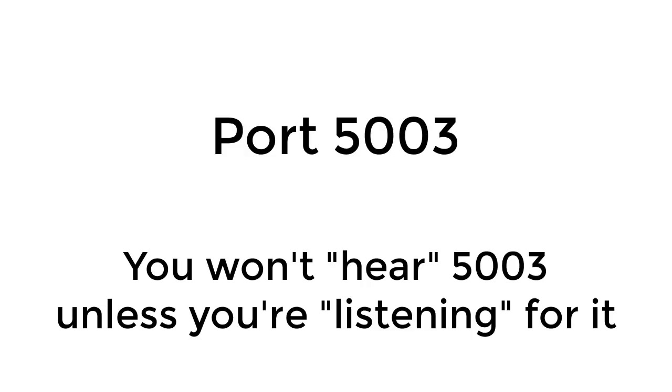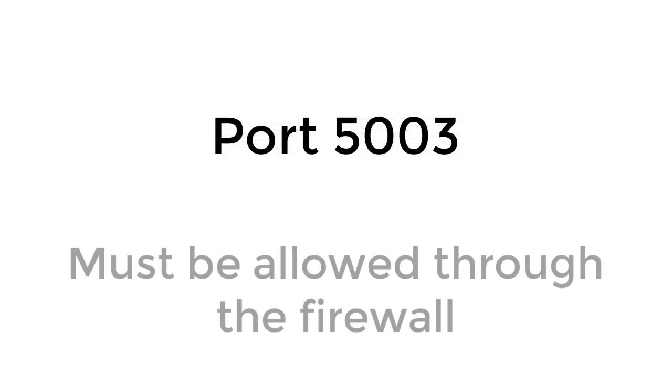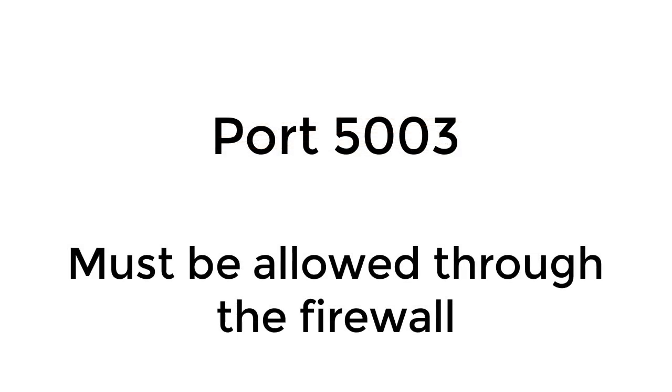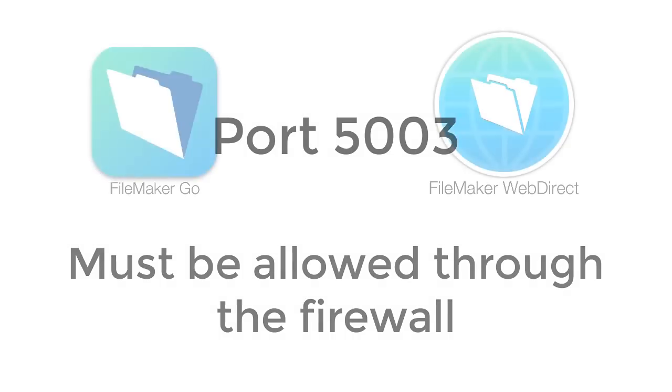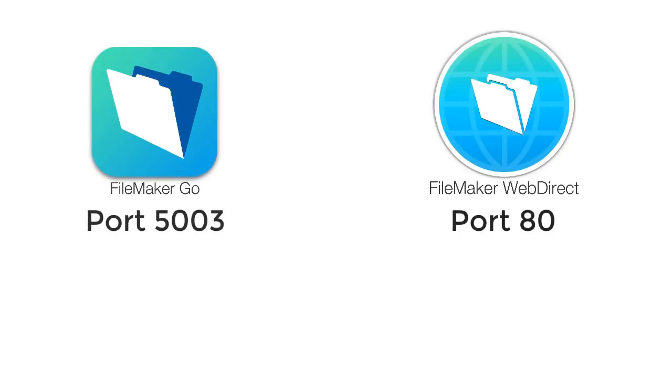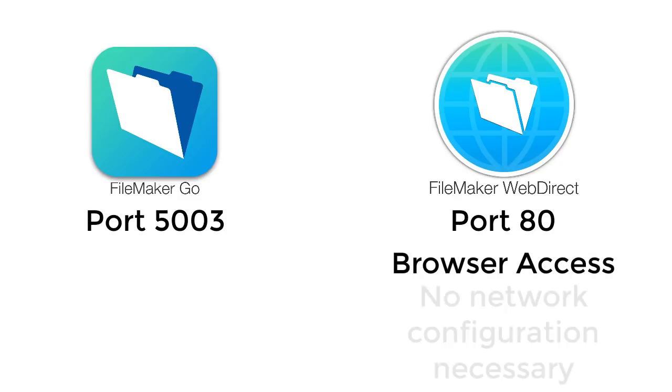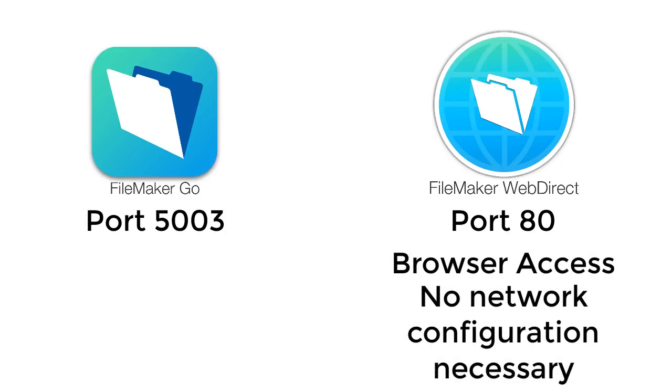At the same time, if you have an office that's secure, they block all that stuff. They have to allow the traffic through the firewall for certain port numbers. Most of the time, they allow port 80 through. But if they want to do FileMaker Go or Pro, it's port 5003. WebDirect uses port 80 or 443 for SSL, because remember, WebDirect is browser, right? So you can use browser.